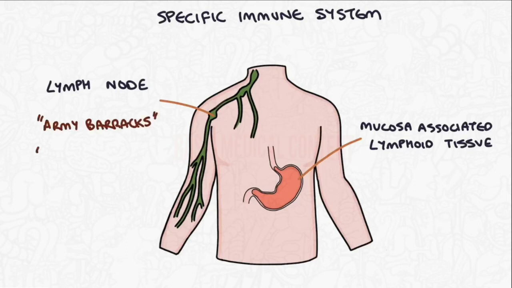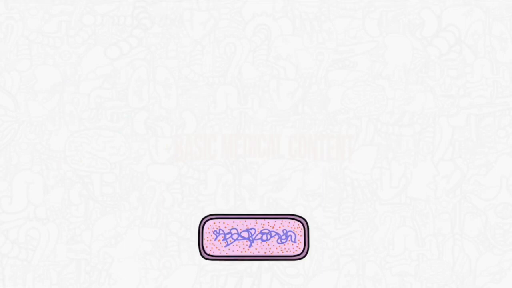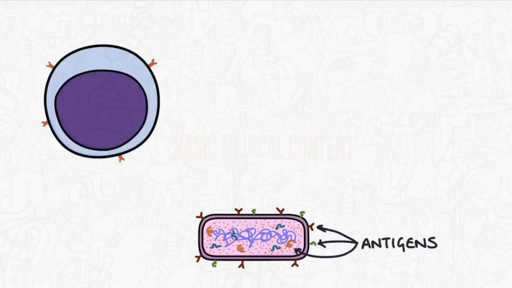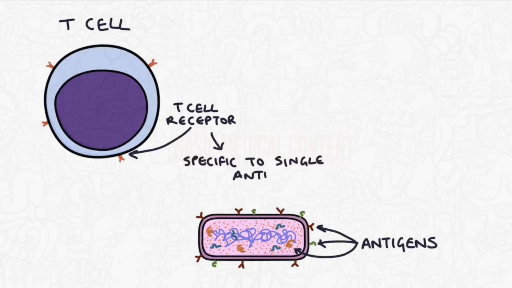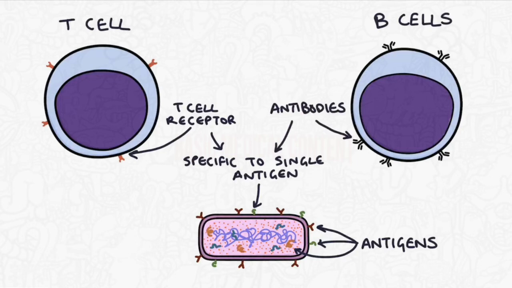Each pathogen has molecules that are unique to them. They're known as antigens. Each T cell has T cell receptors that are specific to a single type of antigen. B cells have antibodies on their cell membrane that, just like T cell receptors, are specific to a single type of antigen. The result is there's millions of different T and B cells that are all specific to a single type of antigen.